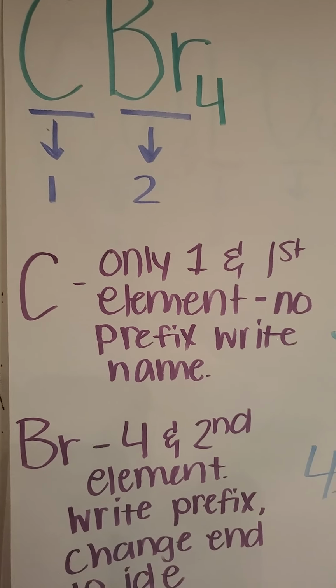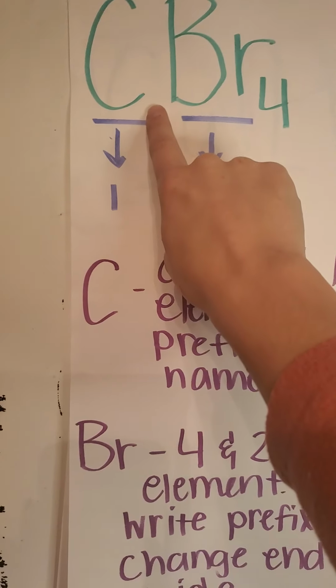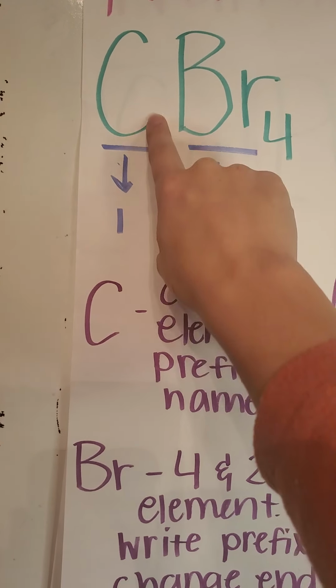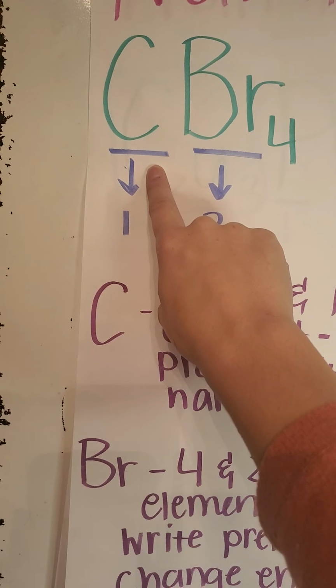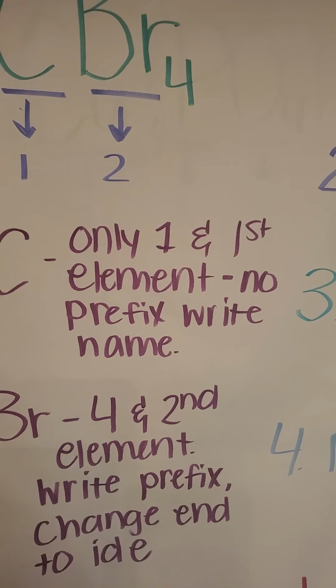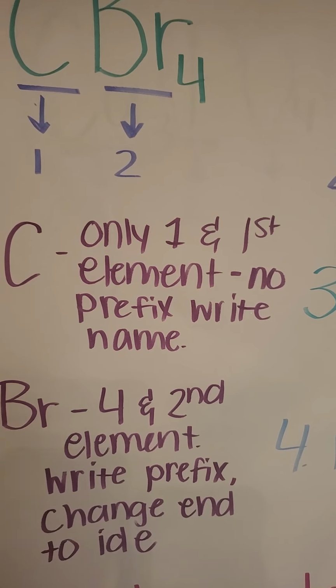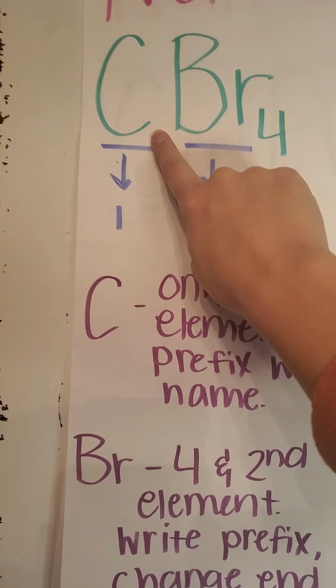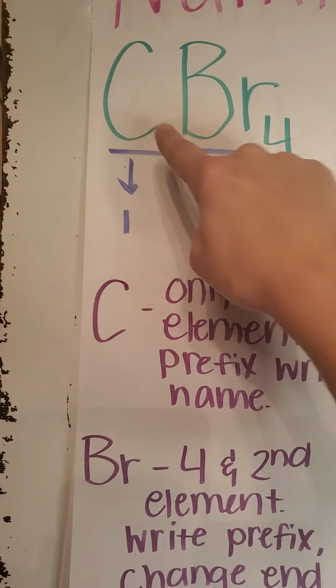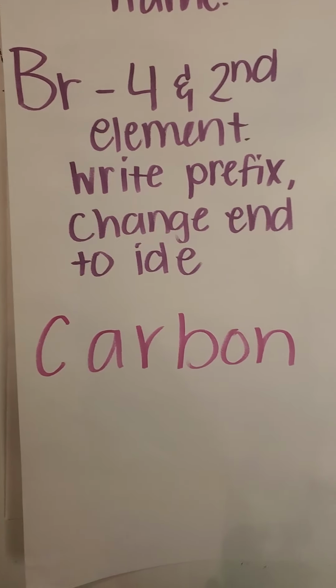So we know that carbon, there is only 1. Okay, we have no subscript right here. So we are going to write the name with no prefix because there's only 1 of them and it is the first element in our compound. Okay, so we're just going to write down carbon.